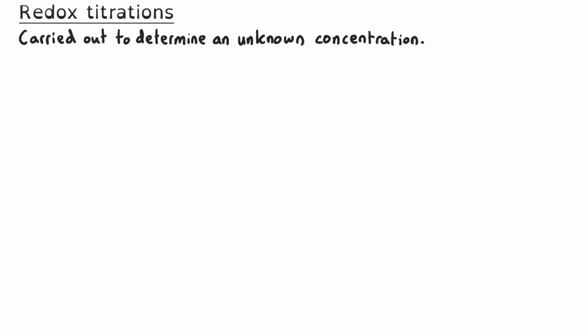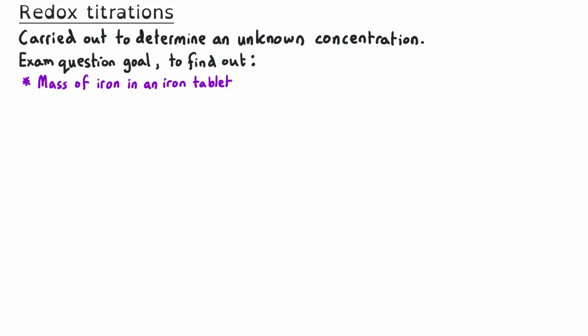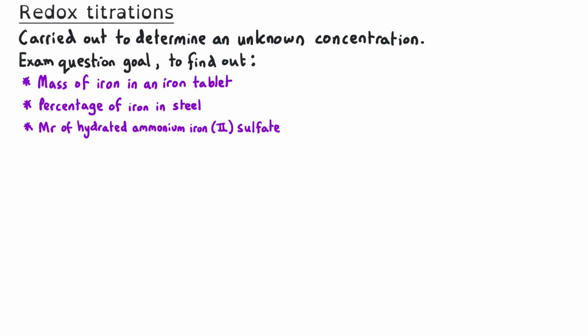Like acid-base titrations, redox titrations are carried out to determine an unknown concentration of a solution. In exam questions, this is often part of a larger goal. You might be trying to find out the mass of iron in an iron tablet, or the percentage of iron in steel, or even the MR of hydrated ammonium iron 2 sulfate. You won't do all of these practical investigations during your lessons, so it's important to practice lots of exam questions to explore as many of these as possible.